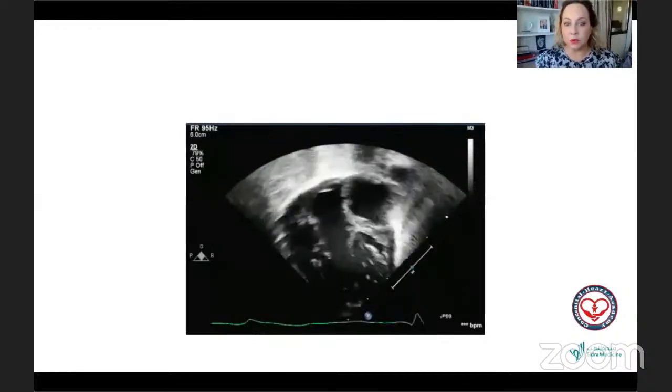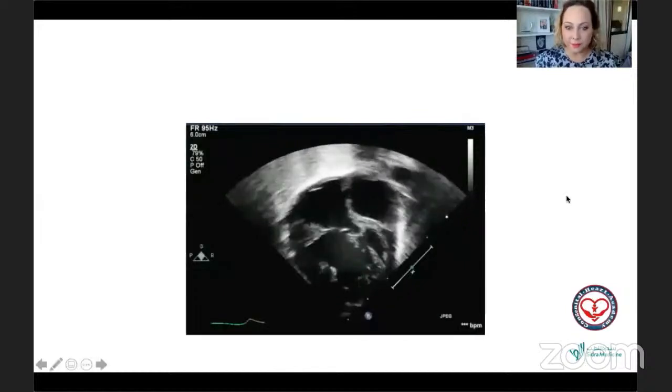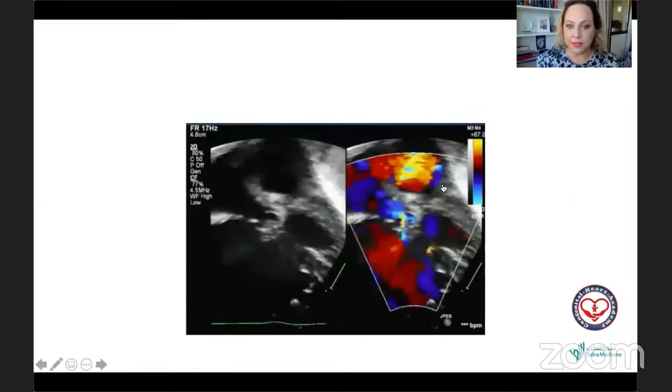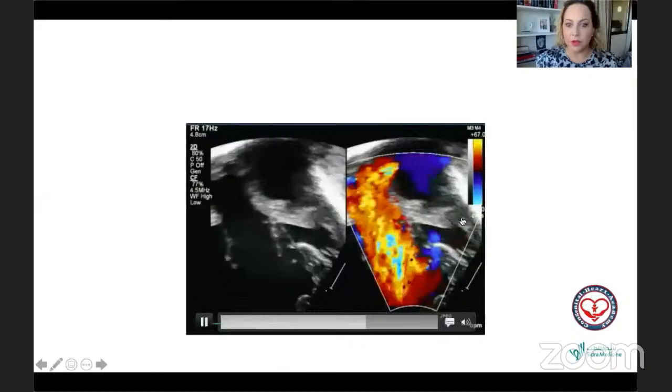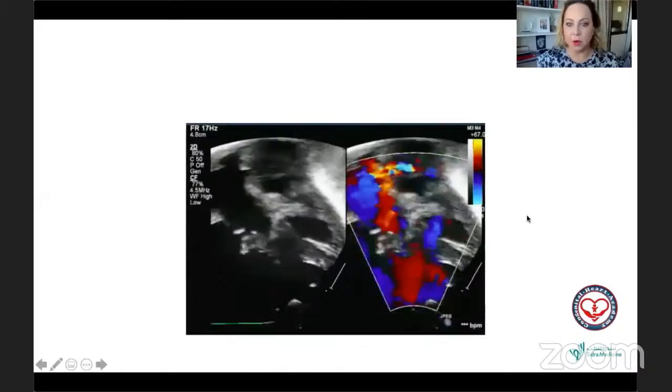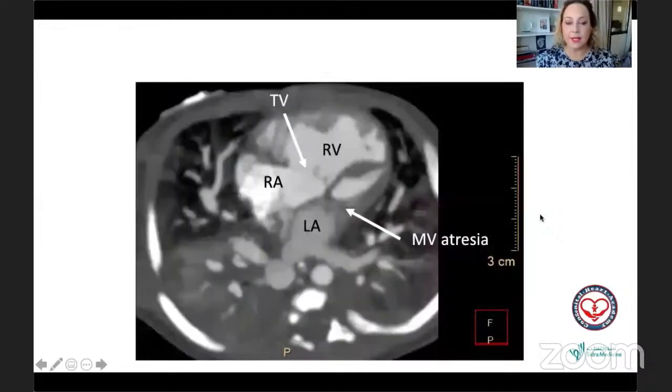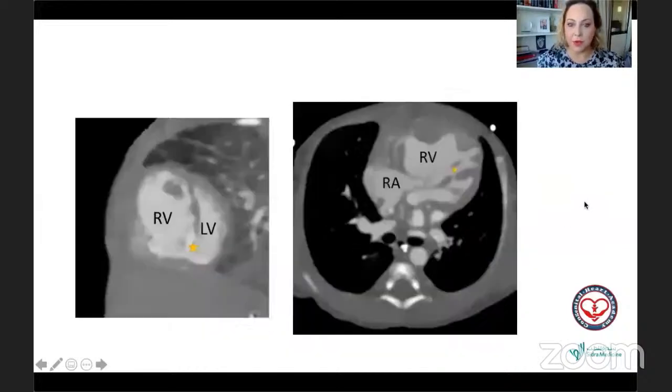So this was the echo that was performed when he arrived. Here we can see the mitral atresia and the hypoplastic left ventricle. Here with the color Doppler, we can see there's no flow through the mitral valve. We can see there's a VSD and a small ASD. Here another image showing that. He was sent for a CT scan as well. The CT scan could show the mitral atresia and the hypoplastic left ventricle, and the VSDs as well. They are marked with the stars.